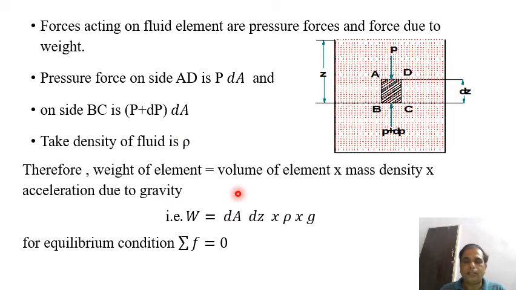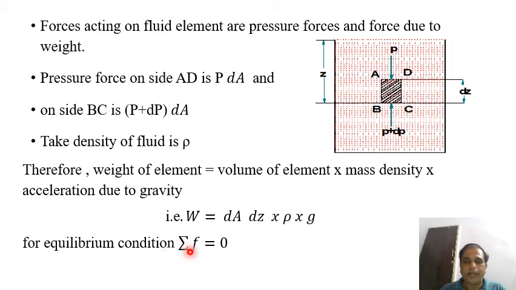So next, pressure force due to the weight. How is it calculated? Weight is equal to mass into acceleration due to gravity. Mass is volume into density. Volume of the element is dA into dz, where dz is the length and dA is the cross-sectional area. Volume into density of the fluid is the mass. Mass into acceleration due to gravity is the weight. Am I right? So it is at equilibrium condition, so the summation of the forces acting on the element is equal to 0.